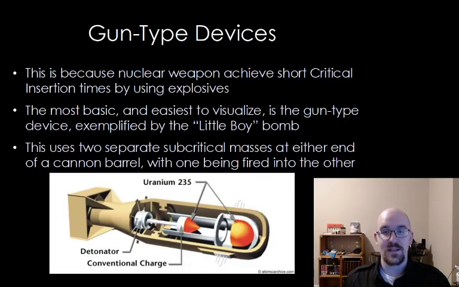To demonstrate this, the most basic type of bomb is the gun type device, such as the Little Boy bomb. It uses two separate subcritical masses that are supercritical when combined and fires one out of a gun into the other, in essence.